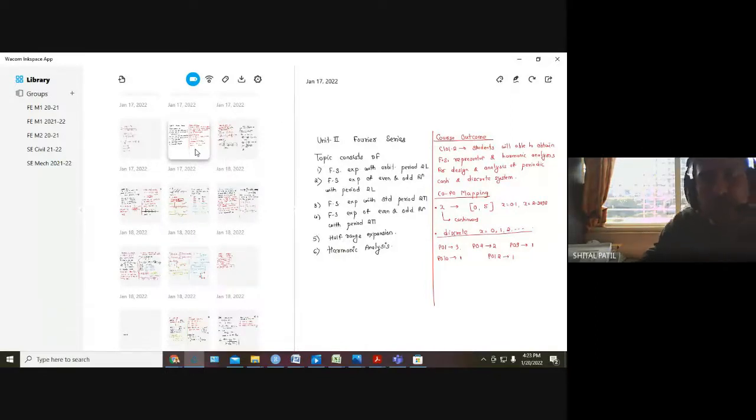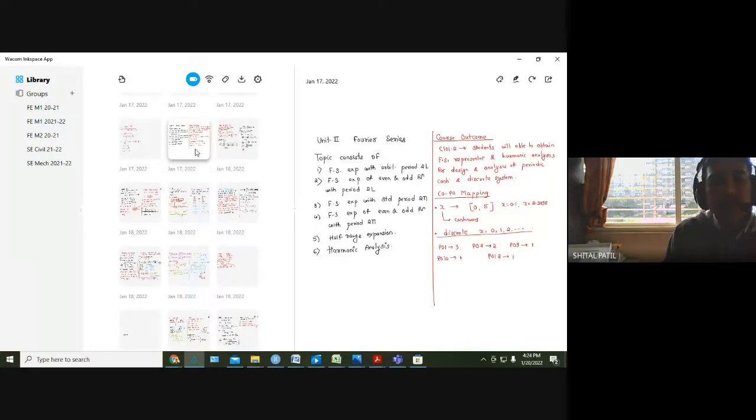We started with the Fourier series in the previous lecture, right? There are two main parts: Fourier series expansion with an arbitrary period 2L, and Fourier series expansion with the standard period 2 pi. This is the main part. Then we want to find the half range expansion, and then we want to find harmonic analysis.